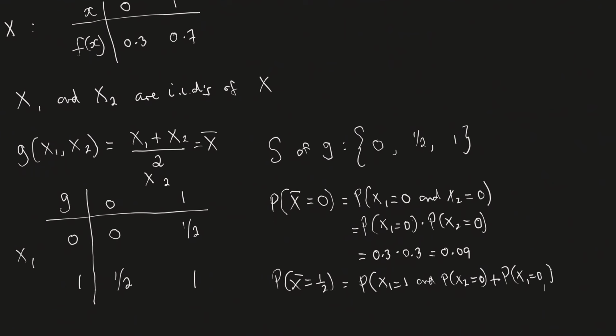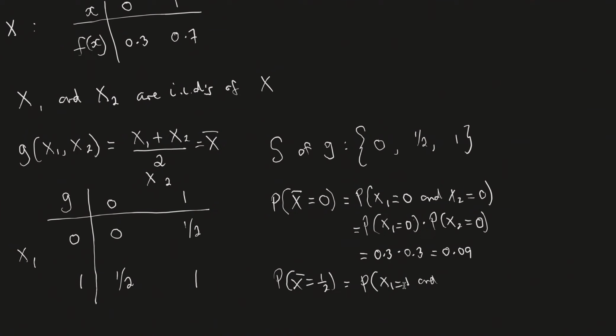And, let me put the "and" in parentheses here. Actually, let me take this off. There we go. Let me fix this all together. I think I got carried away with my p's and parentheses there. So the probability that x1 is equal to 1 and x2 is equal to 0, like that, or the probability that x1 is equal to 0 and x2 is equal to 1.